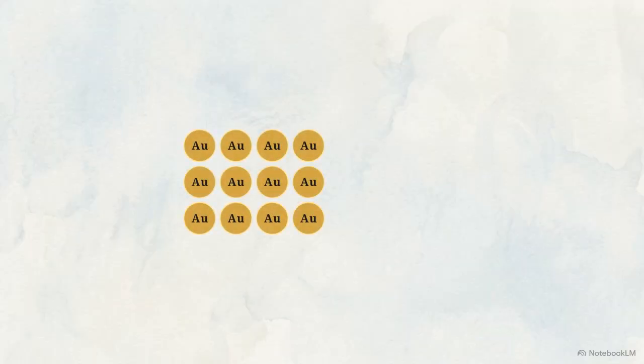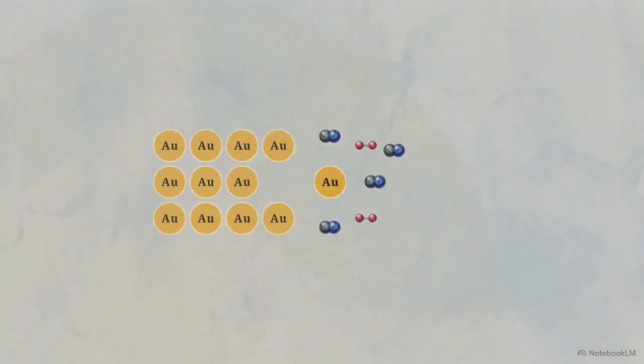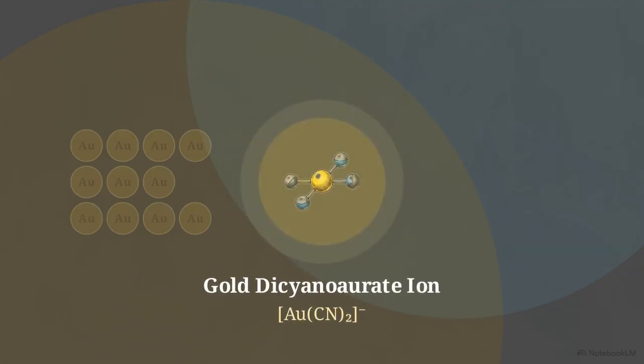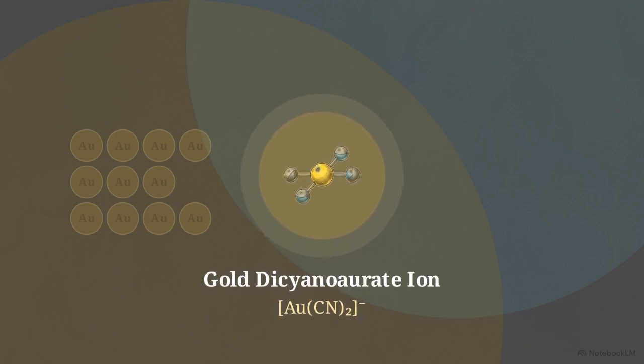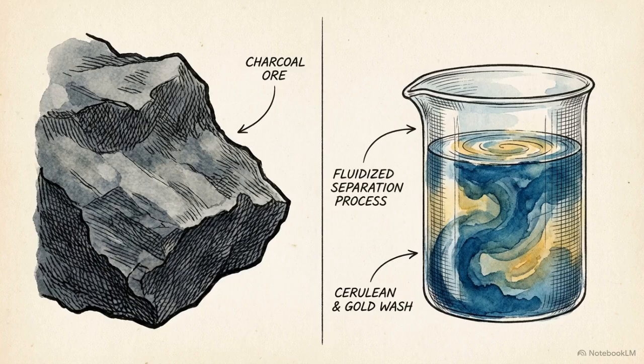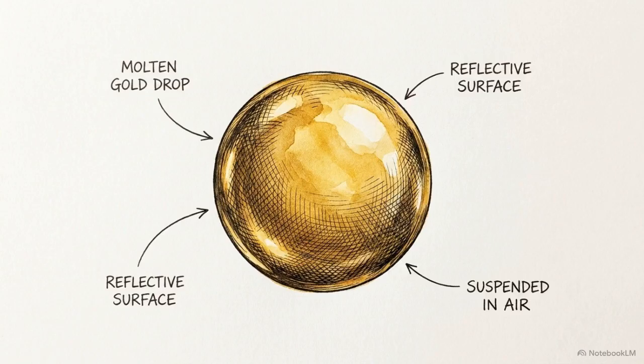This shows the molecular mechanics inside the stabilized tank. Oxygen and sodium cyanide molecules actively attack the solid lattice of gold atoms, stripping them away into the surrounding fluid. This interaction creates a specific, highly soluble aqueous complex, the gold dicyanoaurate ion. Through this reaction, the target metal is successfully detached from the physical ore. The gold is now entirely in a liquid phase.